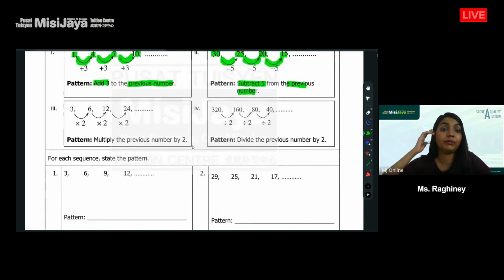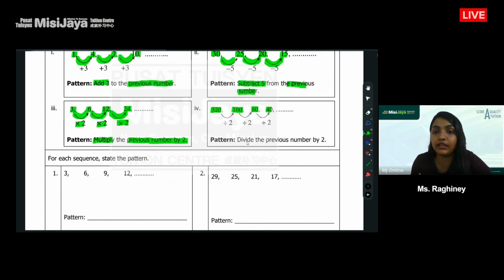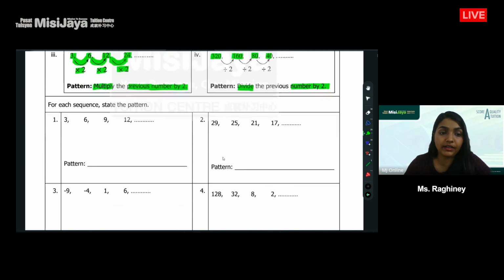And patterns can also be multiplication or division. So 3, 6, 12, and 24. We can see that it's multiplied by 2 each time. 3 times 2 is 6, 6 times 2 is 12, 12 times 2 is 24. So the pattern is multiply the previous number by 2. And then the last one, 320 followed by 160, 80, and 40. So we know that it's divide the previous number by 2. Okay, can we try this one?